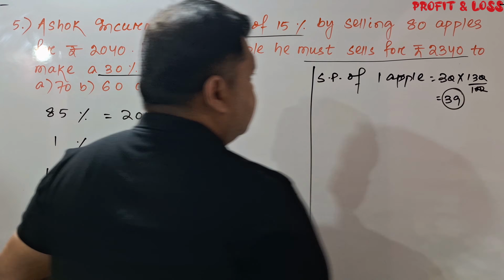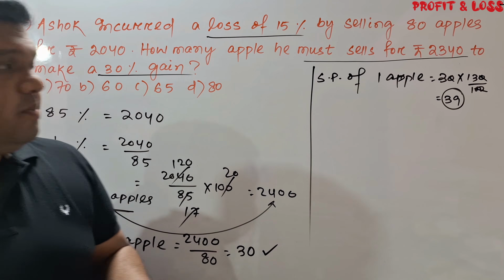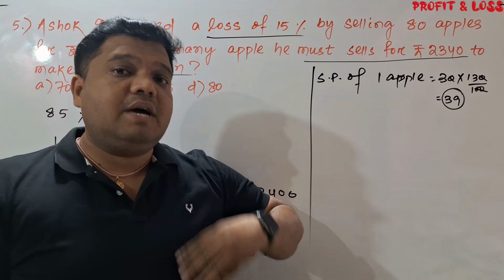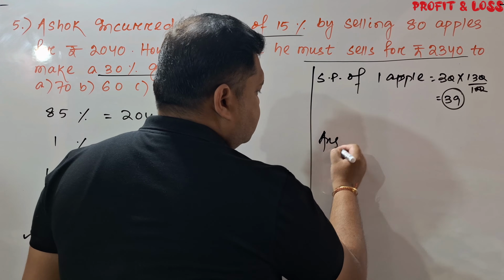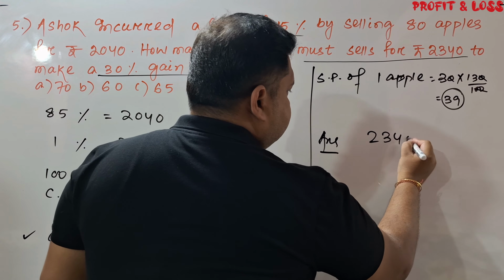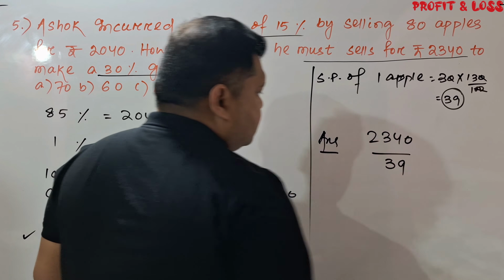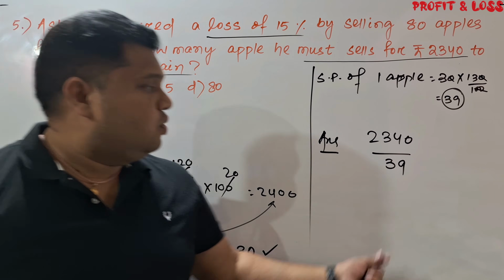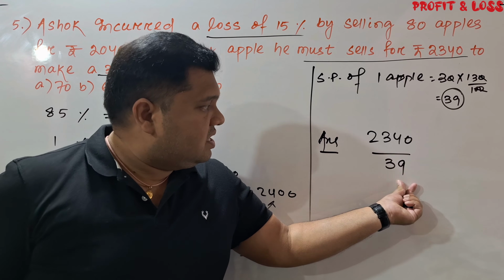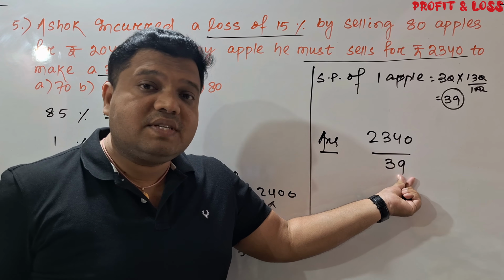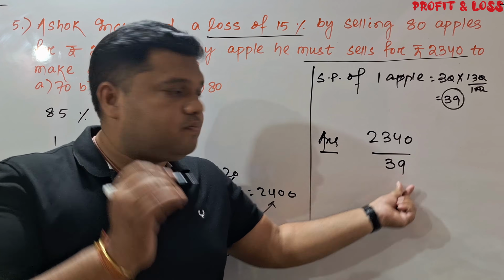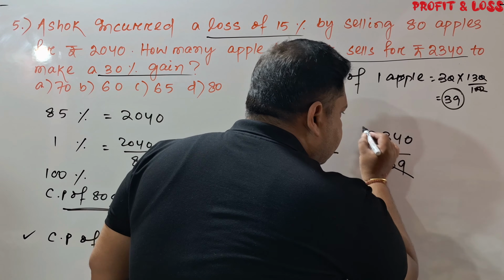So if he sells one apple at this price, how many apples can he sell for 2340? The answer for this question is 2340 divided by 39. If I do the simplification, which multiple of 9 will give you 4 at the unit place? You have to think: 9 into 6 is 54. So the unit place is 4. So this is 6. 39 into 6.